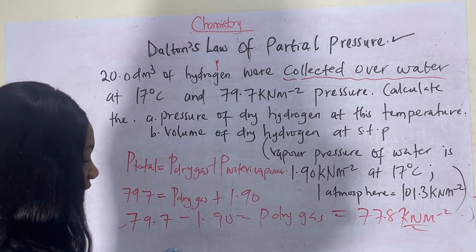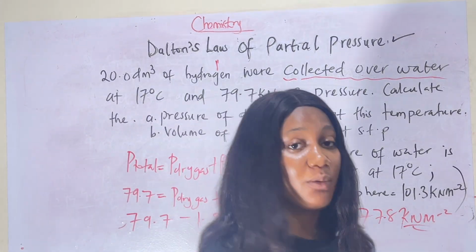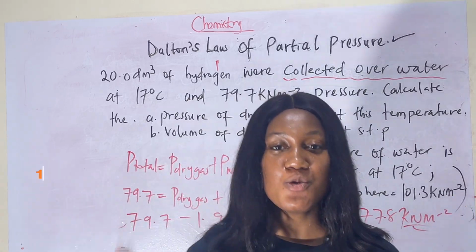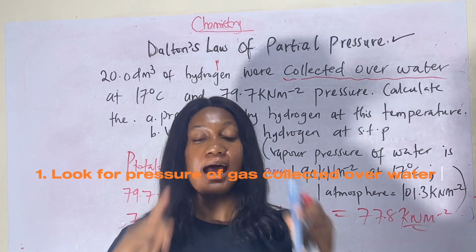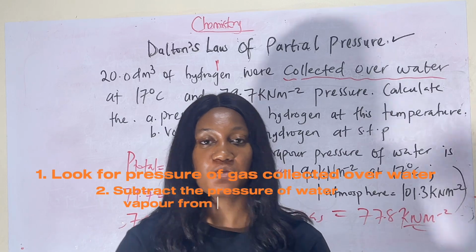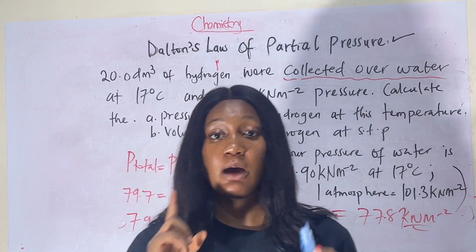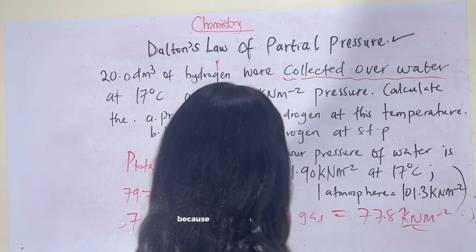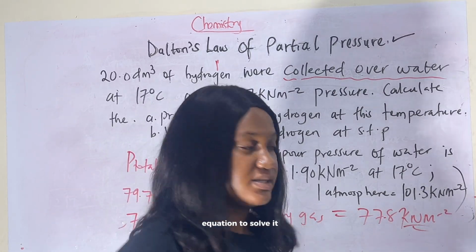Now, when you see this kind of question, the moment you see "collected over water," the first thing you should do is look for the pressure of the gas that was collected over water. After you do that, subtract the pressure of water vapor from that pressure, because the pressure given to you is the total pressure. Once you do this, it becomes very easy to solve, because all you have to do is use the general gas equation.